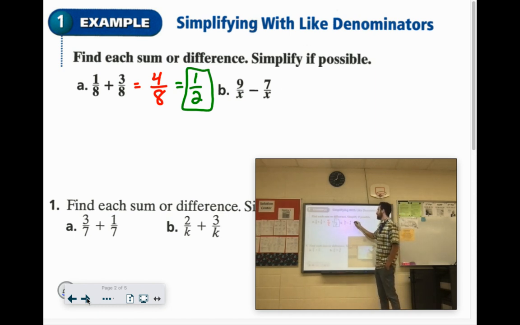On B, the denominator is x for both of them, so we can just do the numerator. 9 minus 7 is 2. We keep the denominator. You can't simplify 2 over x anymore.